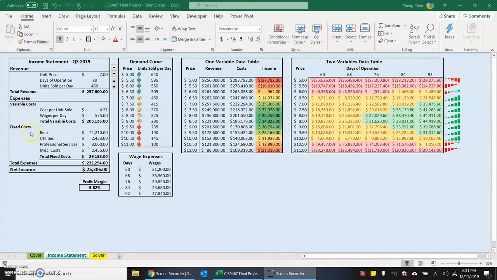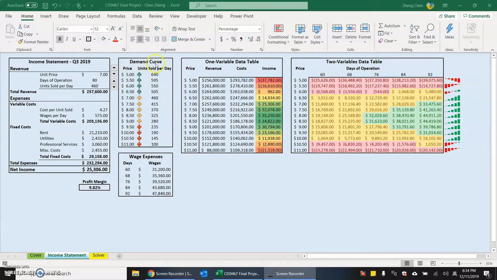And the second subsection of expense is the fixed cost. The numbers here will remain the same, no matter how many units we sold or for how many days. And the third part, net income, is simply the total revenue minus the total expense. There's also a financial ratio down here called the profit margin, which is calculated by the net income divided by the total revenue. It measures how well a business was able to create income from the revenue that it generated.